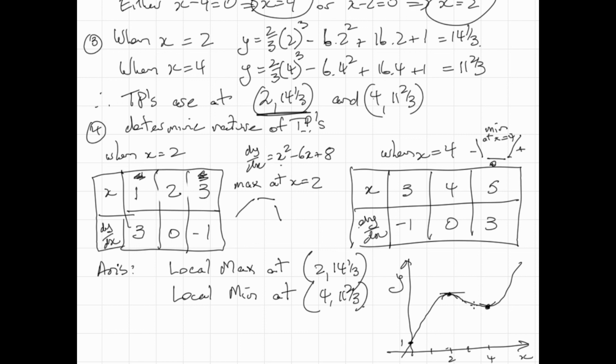Okay, so that's addressed the question. We've given the solution, we've given x and y, not just the x values, but the x and y values of where the turning points occur, but as well we've identified the nature of the turning points, whether they are maximums or minimums.